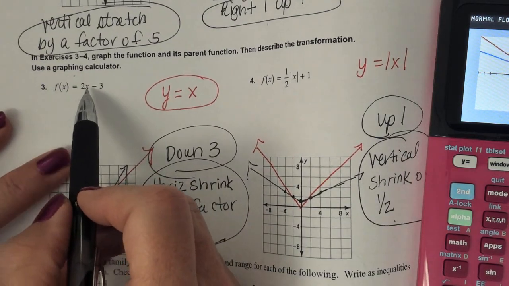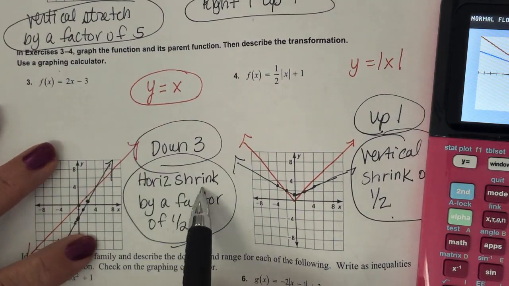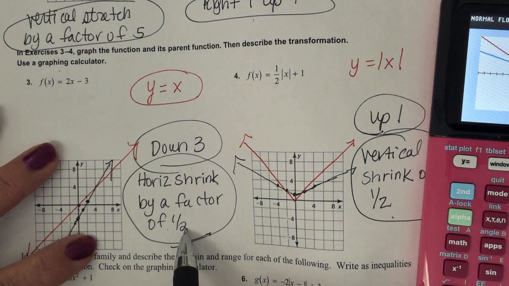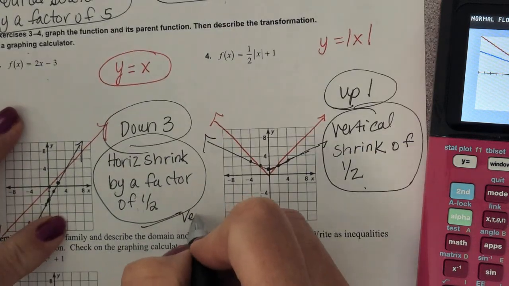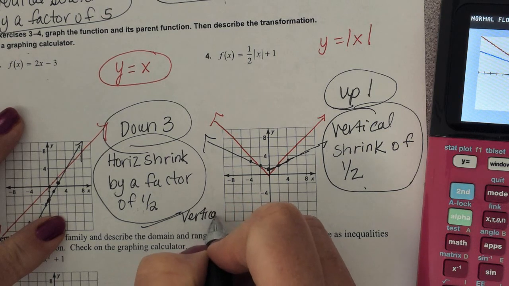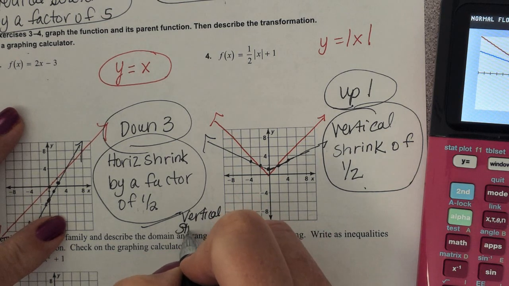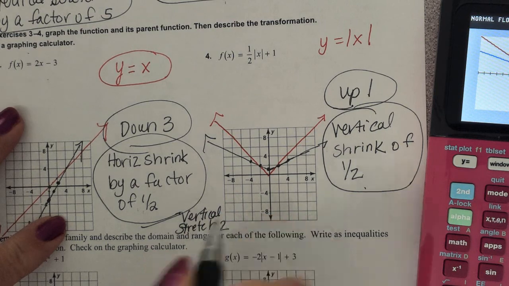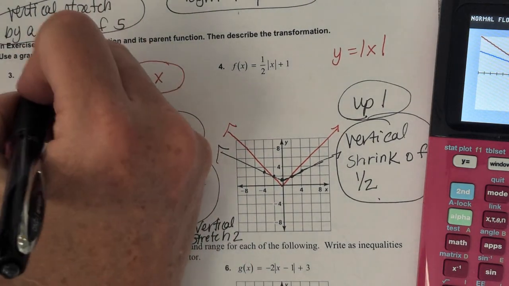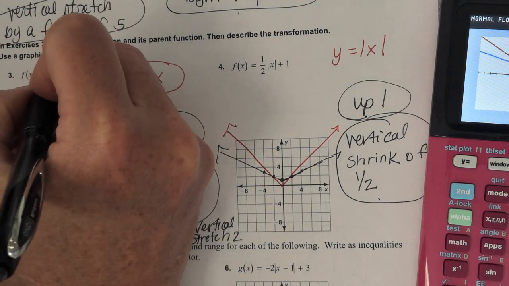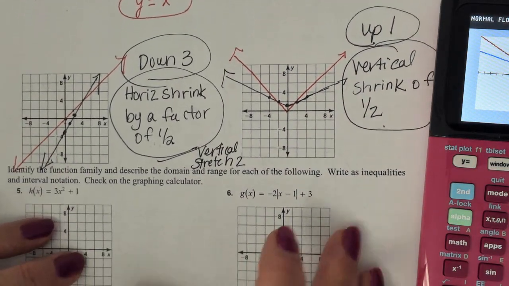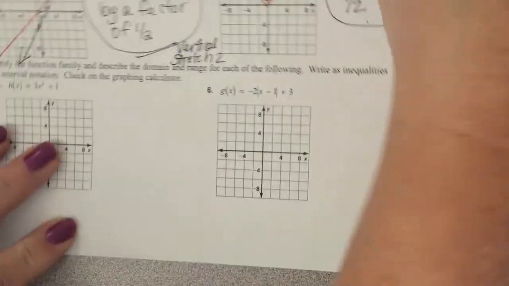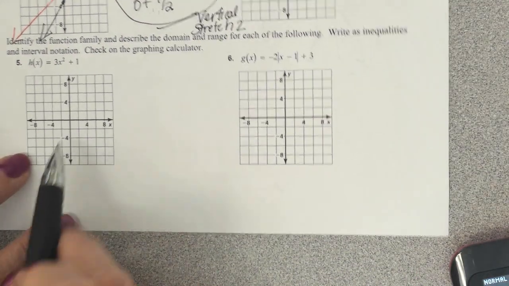This one, you could actually think of two ways. You could say it's a horizontal shrink by a factor of 1/2. You could also say it's a vertical stretch of 2. Because for this one, I can think of it as either on the inside of the parentheses or on the outside, and it would mean the same thing. Okay. All right, let's keep going.